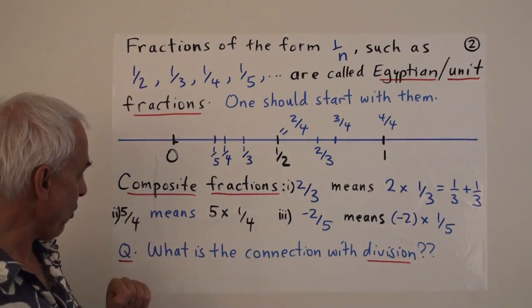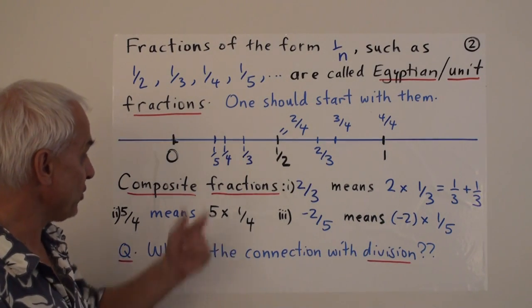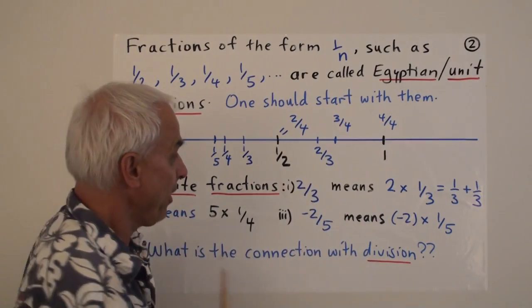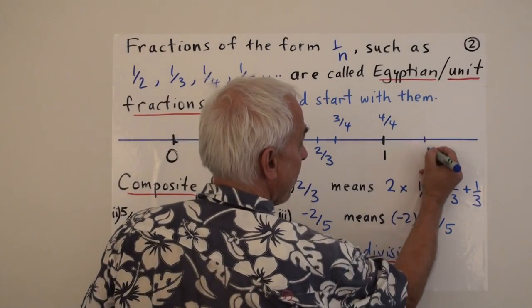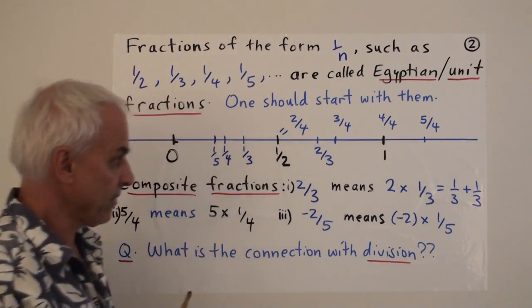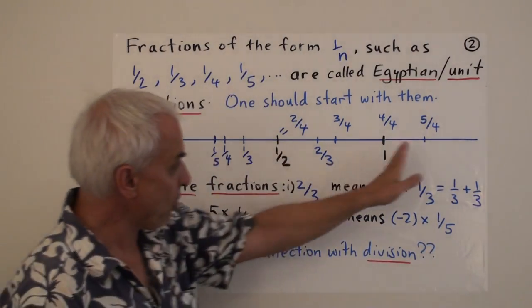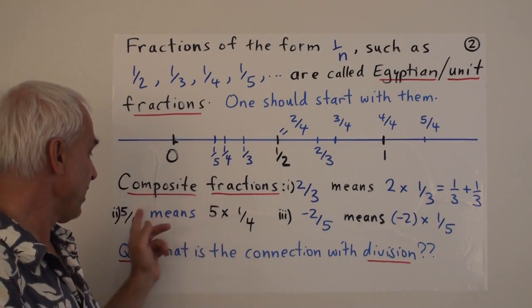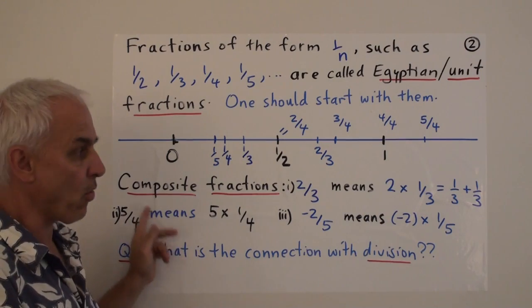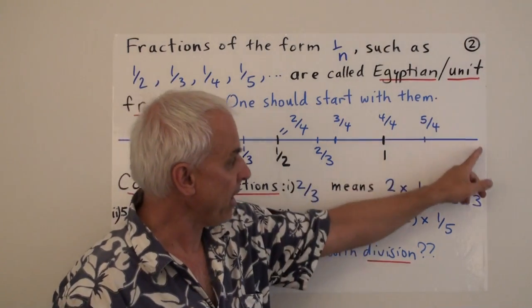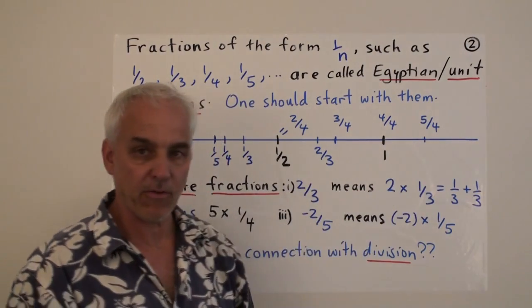All right, what about 5/4? Well, that's 5 times 1/4. So far we have 1, 2, 3, 4 of them. If we add one more, then we're out here somewhere, and that would be 5/4. So we can get more and more fractions of the form 6/4, 7/4, 8/4, and so on, just by adding a quarter, etc., to wherever we are.